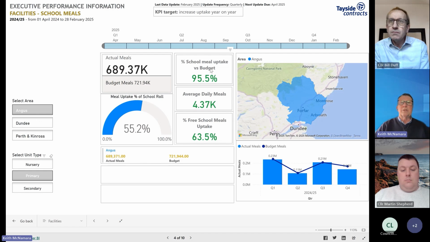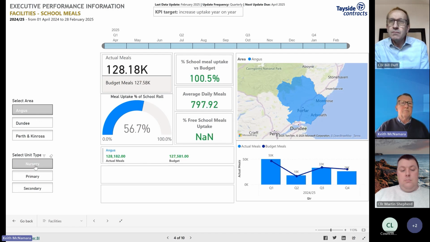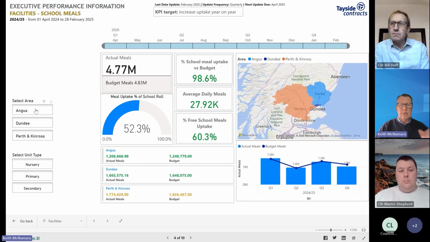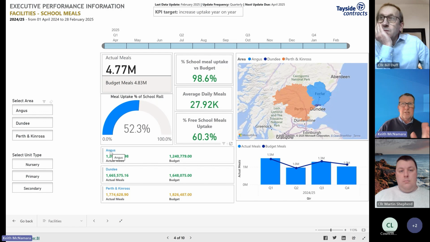What's 95% of what the uptake is? What's the nursery level? It's 105.5%. So it gives different levels of analysis, which allows you to ask, what's happening in Angus that's maybe not so good, or what's happening in another area which is good that we can transpose into other areas. So I think this is quite a positive one because it's quite flexible and allows you to drill down into those geographical areas for each of the three councils.